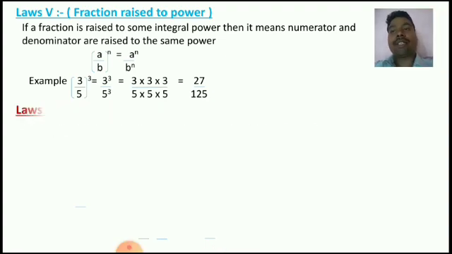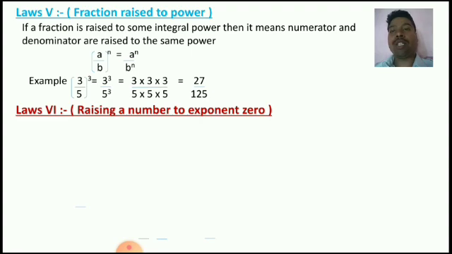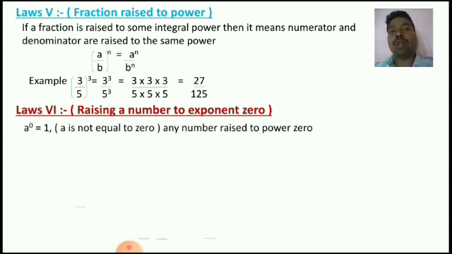The next law is law number 6, raising a number to exponent 0. So a raised to 0. What is the value of a raised to 0? The value of a raised to 0 is 1. Any number raised to power 0, its value is 1. So a raised to 0 is equal to 1, where a is not equal to 0. Here the example is 5 raised to 0, its value is 1. 1 raised to 0, its value is 1. x raised to 0, its value is 1.